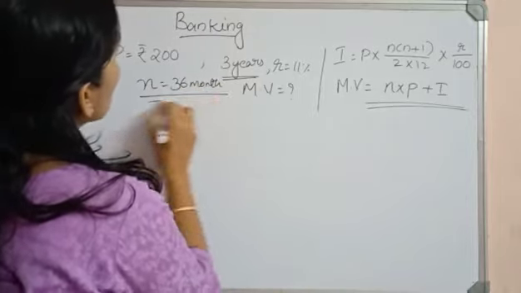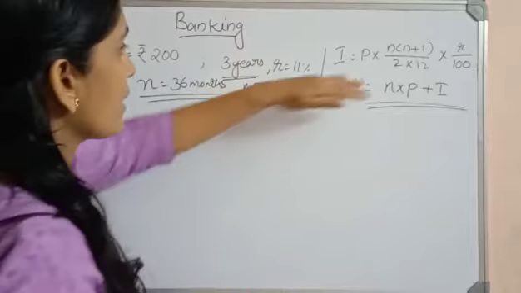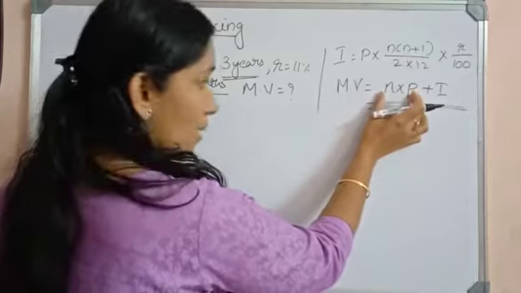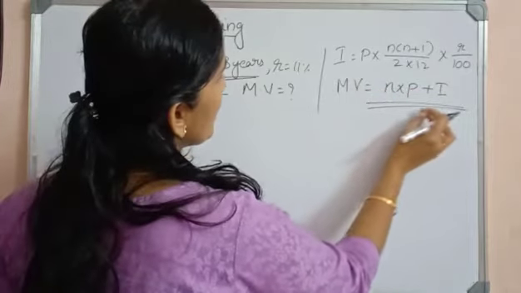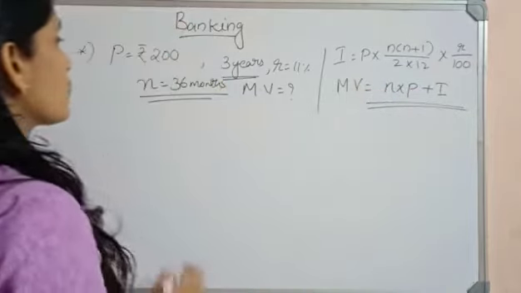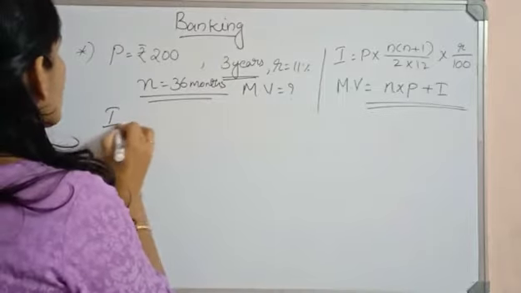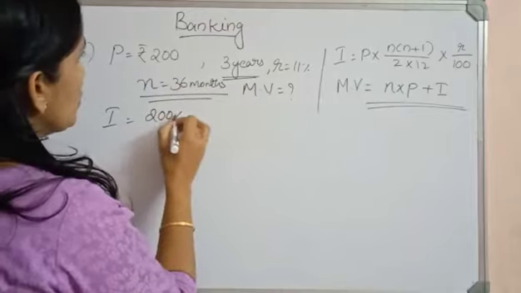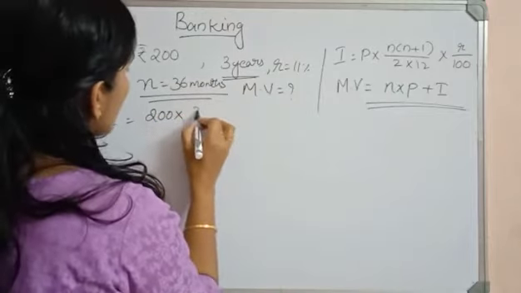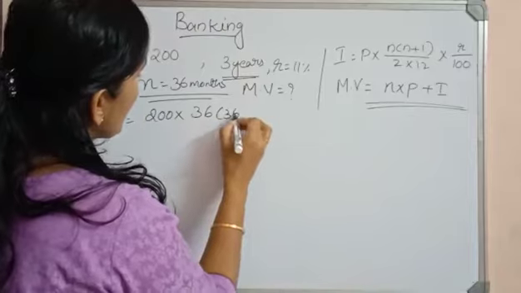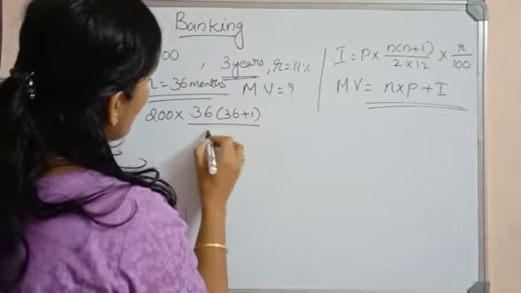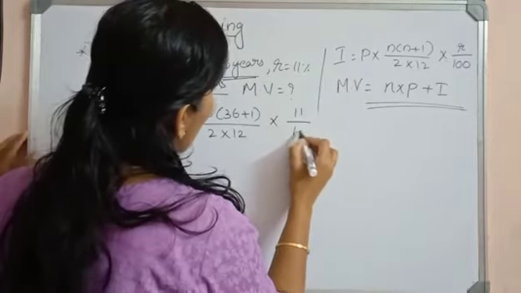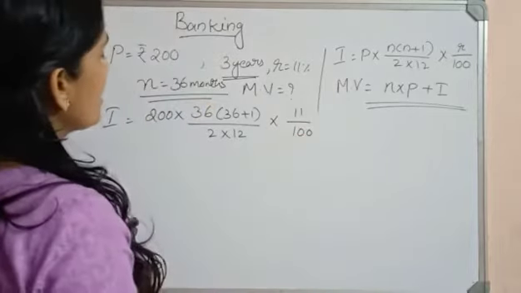Now let's substitute the values in the equation. First let's find out the interest, and then the total sum deposited, and if we add these two we will get the maturity value. Let's find the interest first. So I is equal to P into n, what is P? P is 200, n is 36. 200 into 36 into (36 plus 1) by 2 into 12 into the rate of interest 11 by 100.